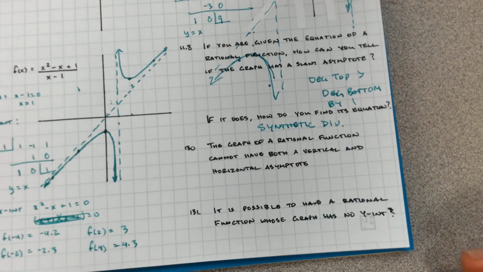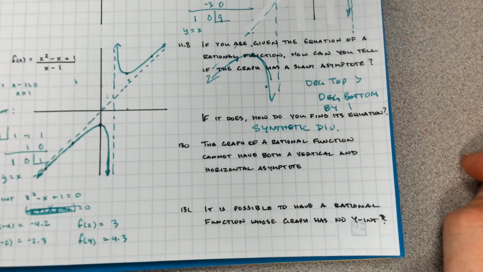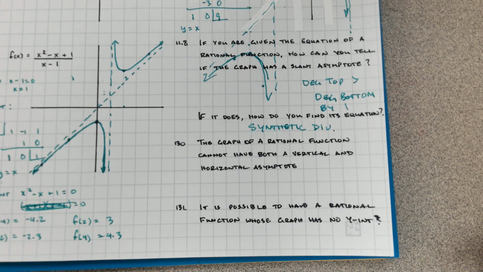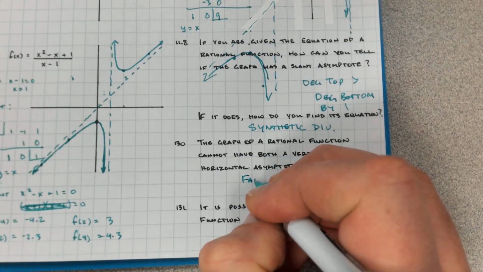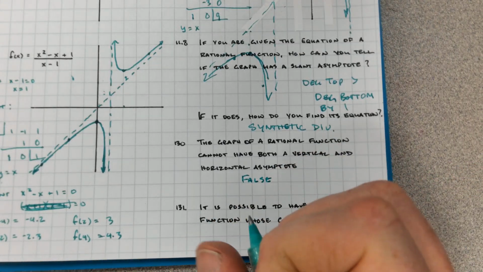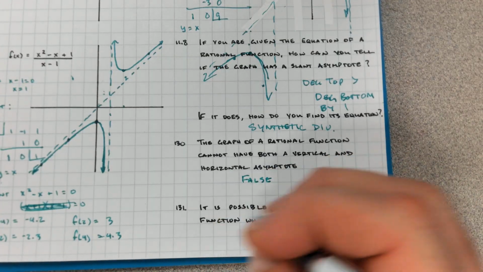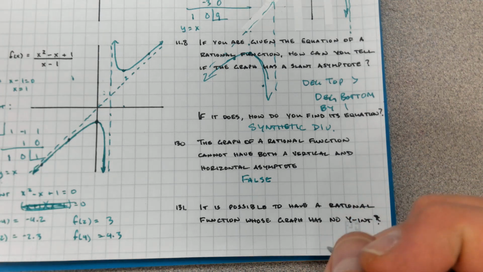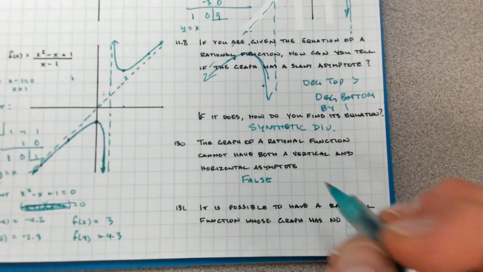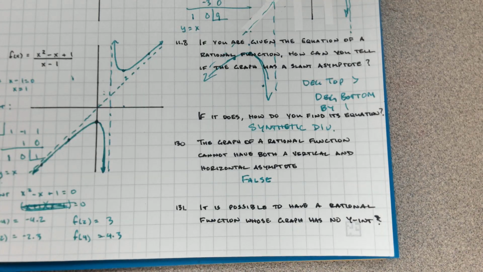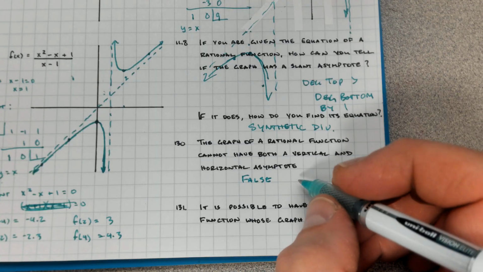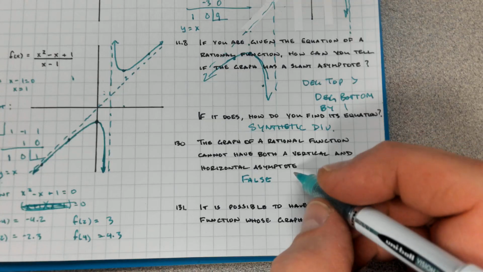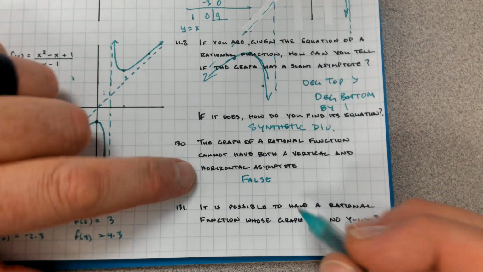Alright, next one, 130 through 133, they're asking us true or false, and if it's false, fix it. So number 130 says the graph of a rational function cannot have both a vertical and a horizontal asymptote. That is false. It can have both. We've had a few. Number 75 and 76 from this assignment both had, no, never mind. We had some yesterday though. Today's didn't have any horizontal asymptotes. Okay, if the degree of the numerator is less than or equal to the degree of the denominator, then you're going to have horizontal asymptotes.